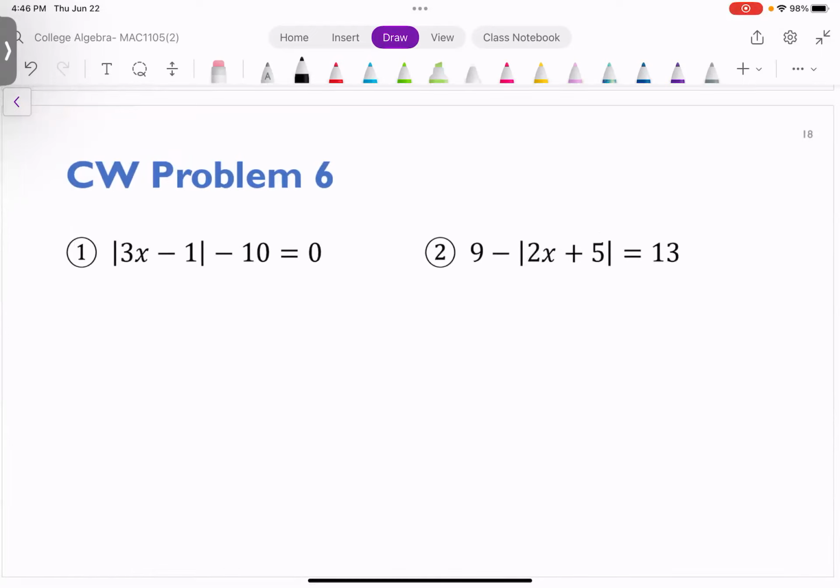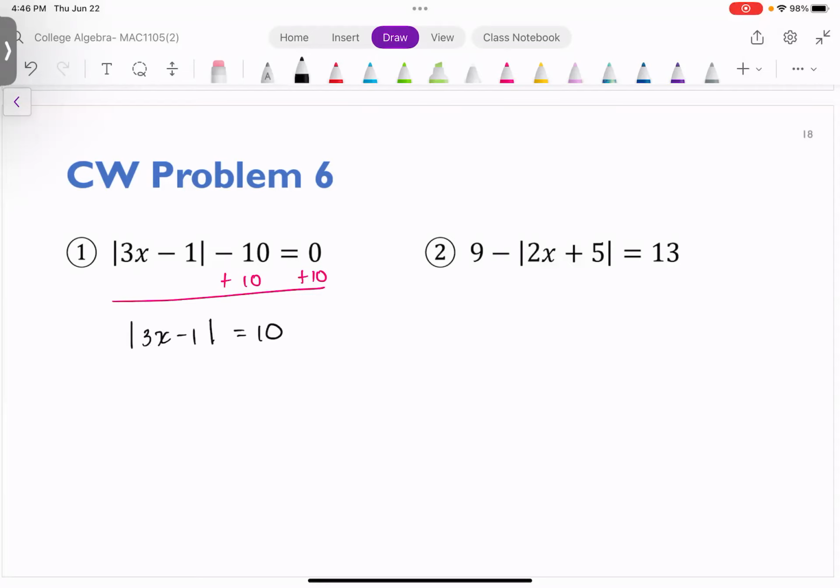On the left, we have the absolute value of 3x minus 1, minus 10, is equal to 0. The first thing we want to do is isolate these absolute value bars to make sure that we are able to write two different equations that represent the distance. I'll start by adding 10 to both sides of the equal sign. When I do that, I get the absolute value of 3x minus 1 is equal to 10. So the distance between 3x and 1 is 10.